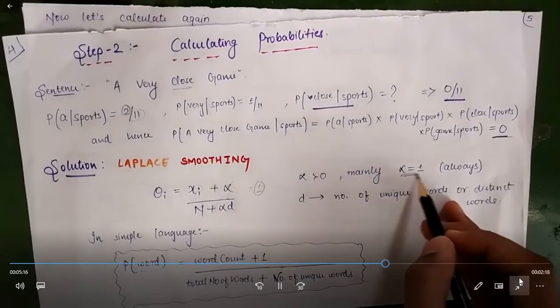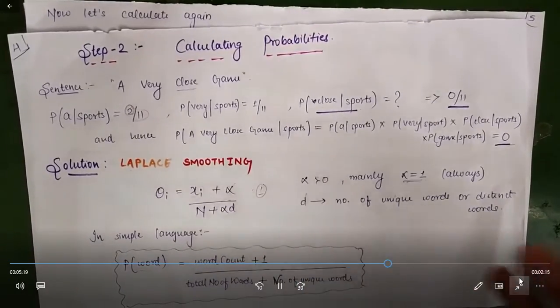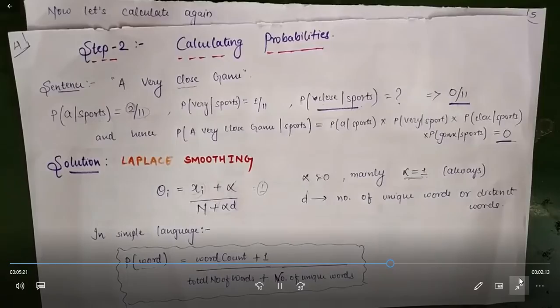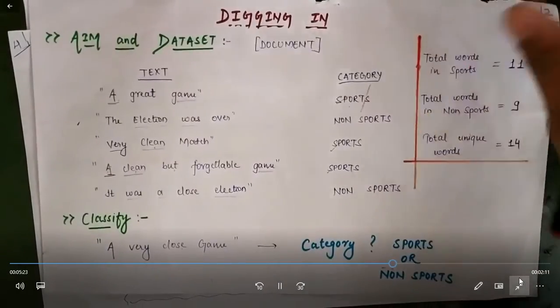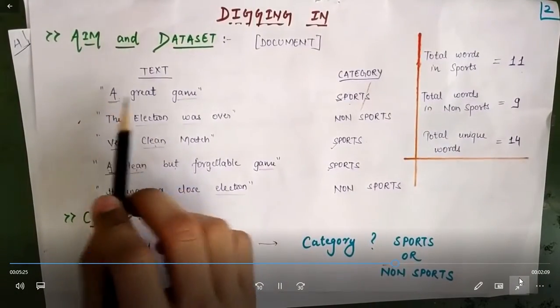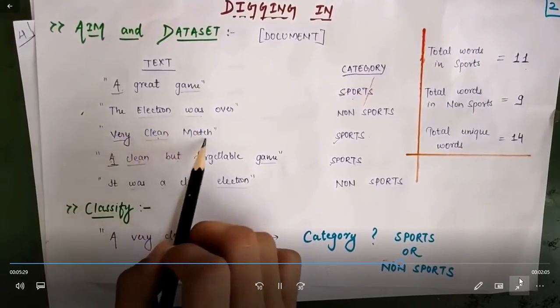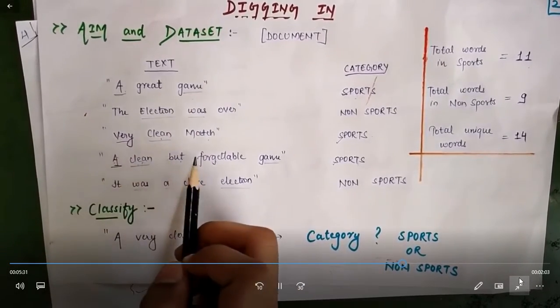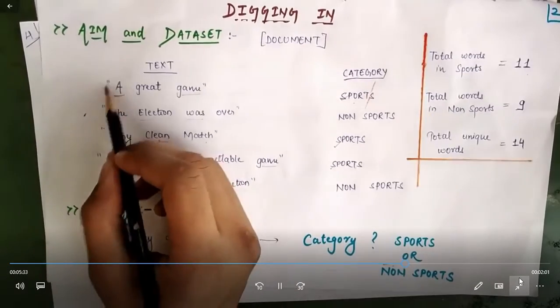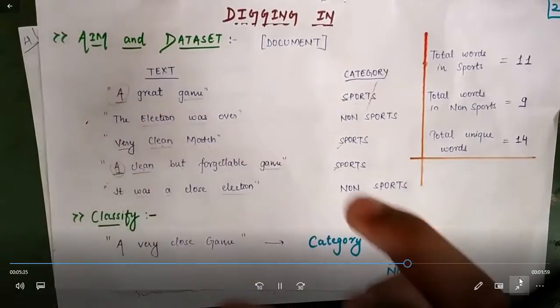So alpha is 1. What is d? D is the number of unique or distinct words. What does unique or distinct words mean? For example, the sentences: a great game, the election was over, a very clean match, and again a clean but forgettable game. This A is repeated, so we will count it only one time, that is distinct words.